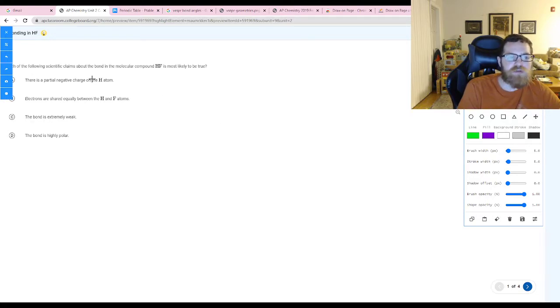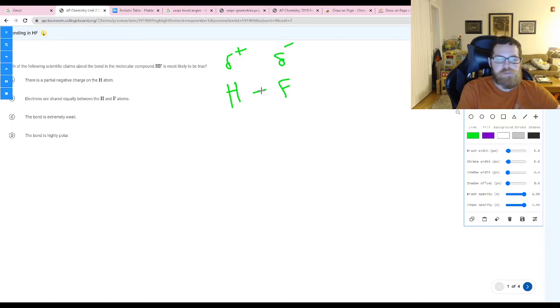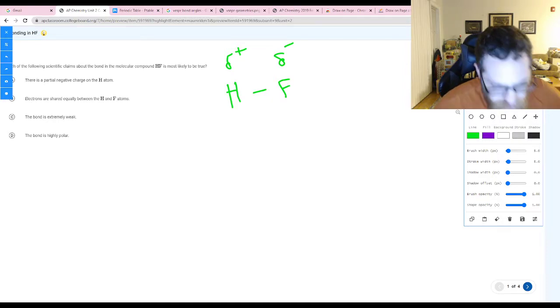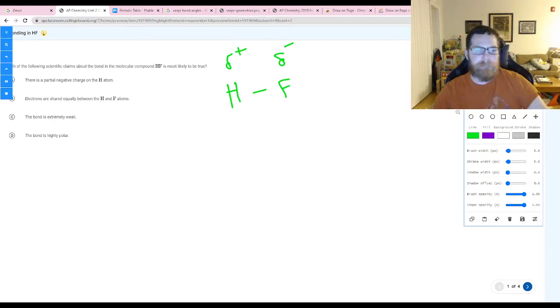A partial negative charge on the H atom. So here's what we mean by partial charges actually. We can look at these with polarity. We use these with a little delta to show a partial charge. A partial charge, right, is produced by a dipole, not a momentary dipole. I apologize.